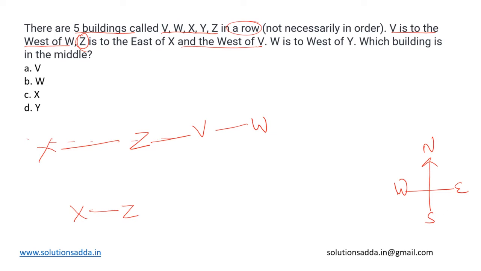So there is no Y dimension over here. So these are the four buildings we got. And now W is to the west of Y, which means Y will be at the end. So this is the arrangement of those 5 buildings. And now we need to determine which building is in the middle. So we got building V to be the middle one. So the correct option would be A, building V.